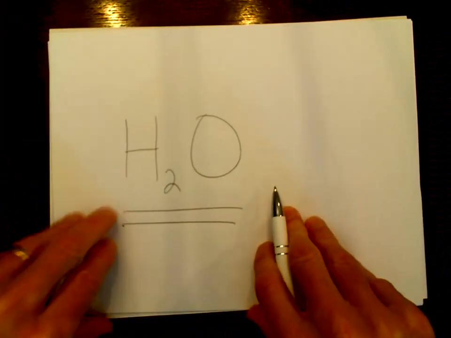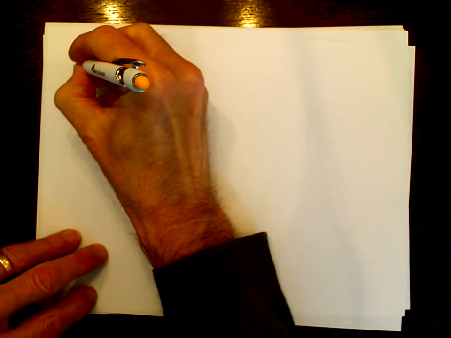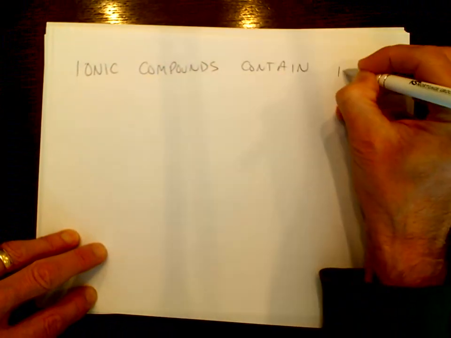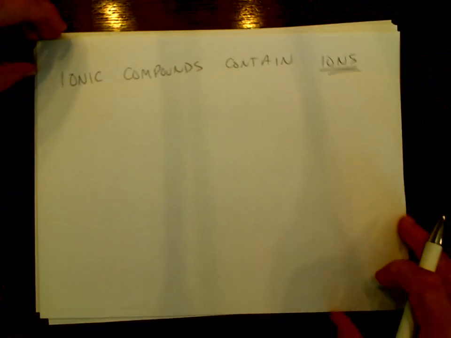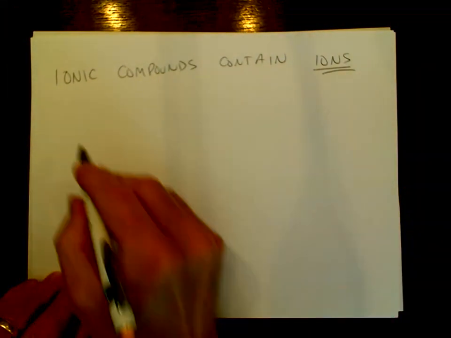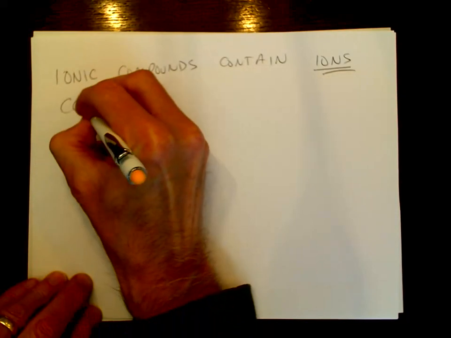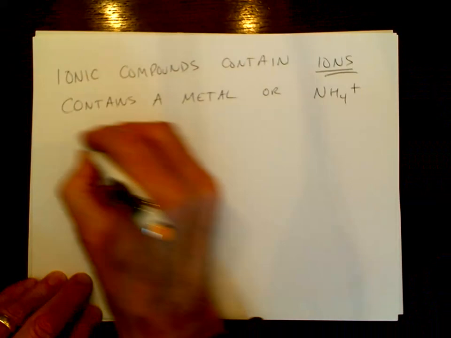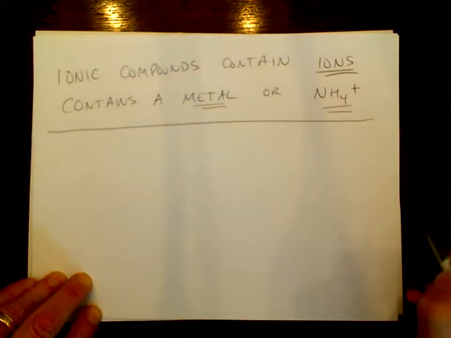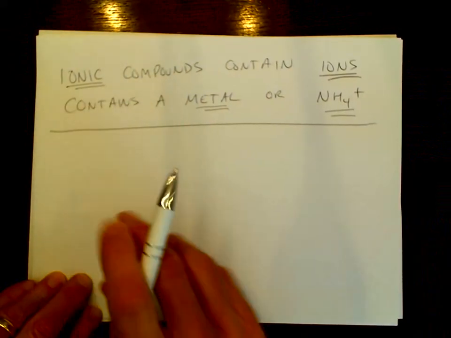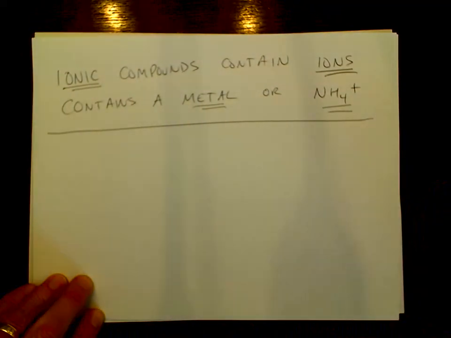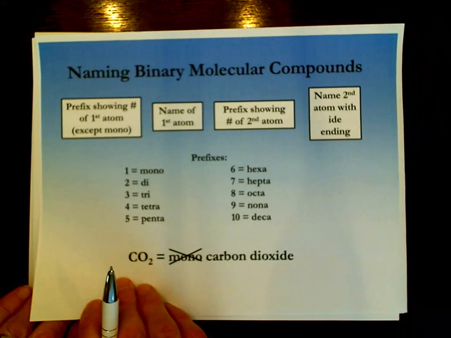If you want to name an ionic compound, you should recognize that ionic compounds contain ions. Well, how do you know if it contains an ion or not? For this class, and this is going to work 95% of the time, you have ions in a compound if the compound contains a metal or the ammonium ion. If you see either of these two things, a metal or the ammonium ion in the compound, it's ionic. You're going to use the ionic naming system that we covered in the last two videos. If it doesn't contain a metal or ammonium, then we're going to use the binary molecular compound naming system.